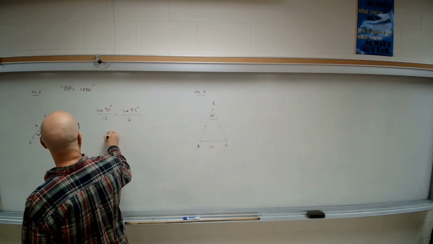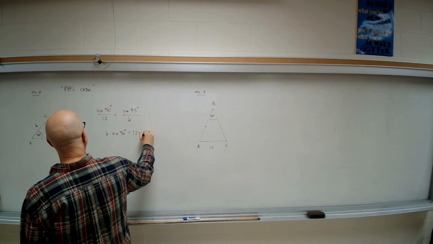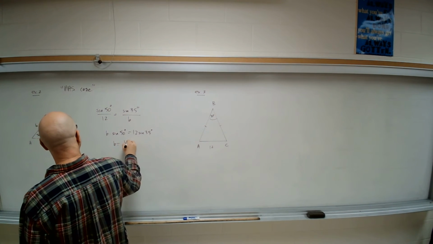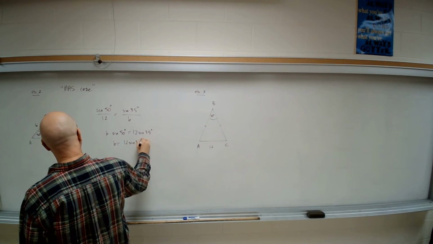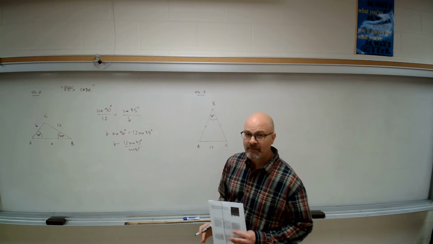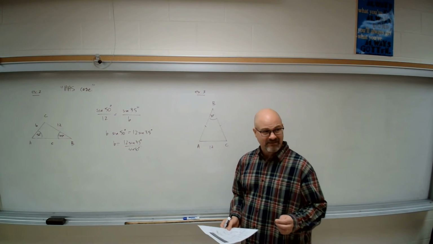So let's cross multiply. So b times the sine of 50 is 12 times the sine of 35. And then we'll divide by the sine of 50. And then we'll just type that in our calculator. And when we do that, would we get 8.99? Yes.